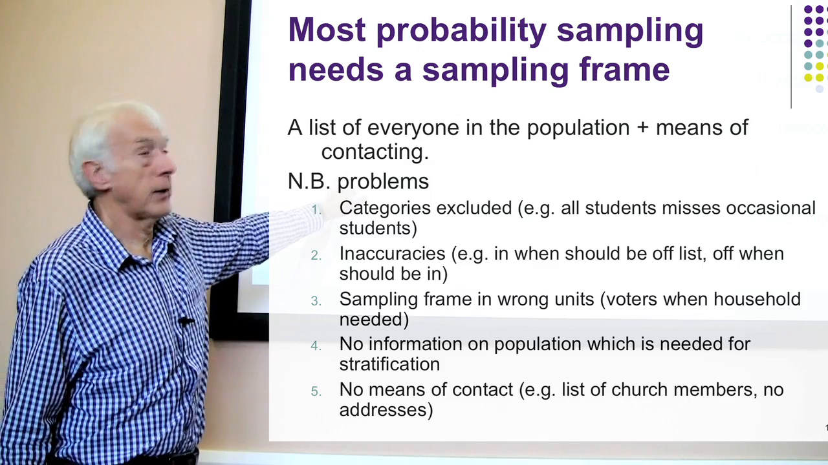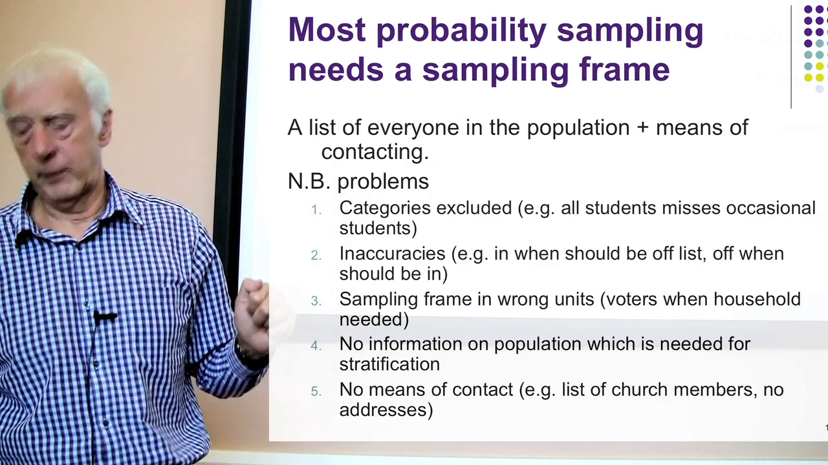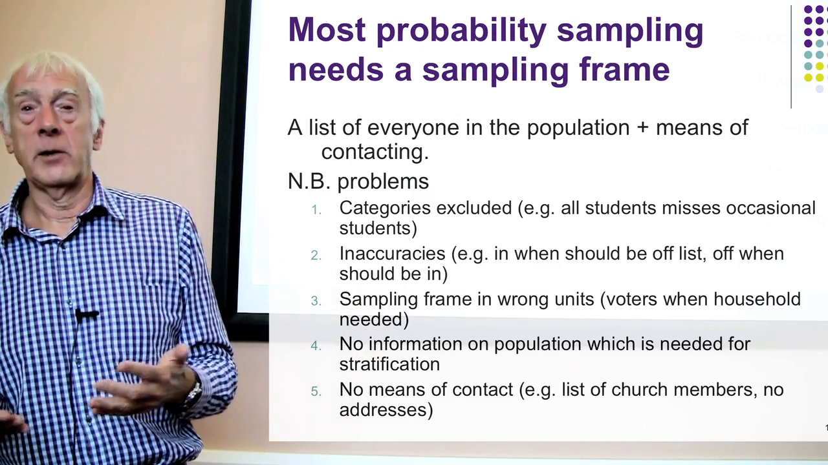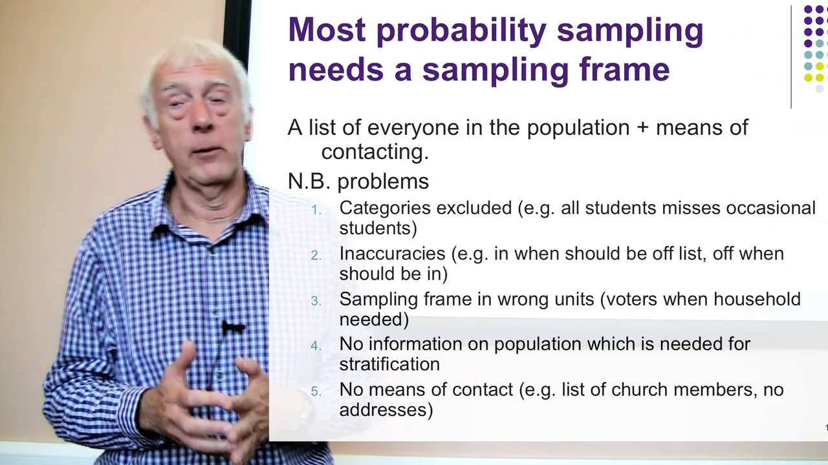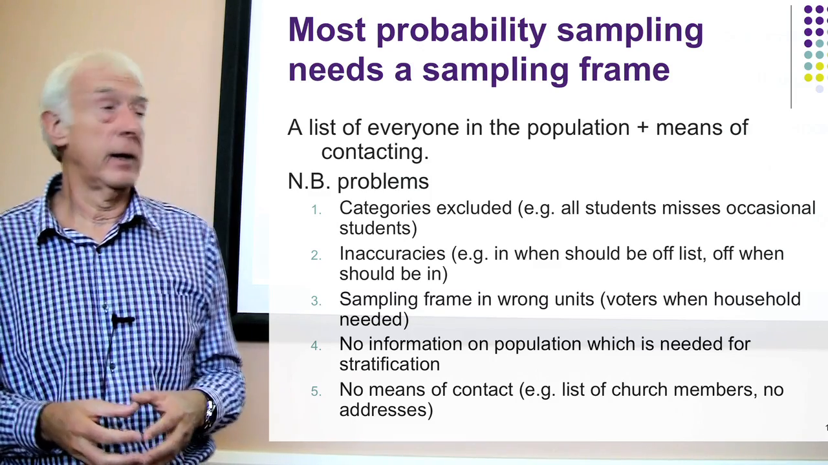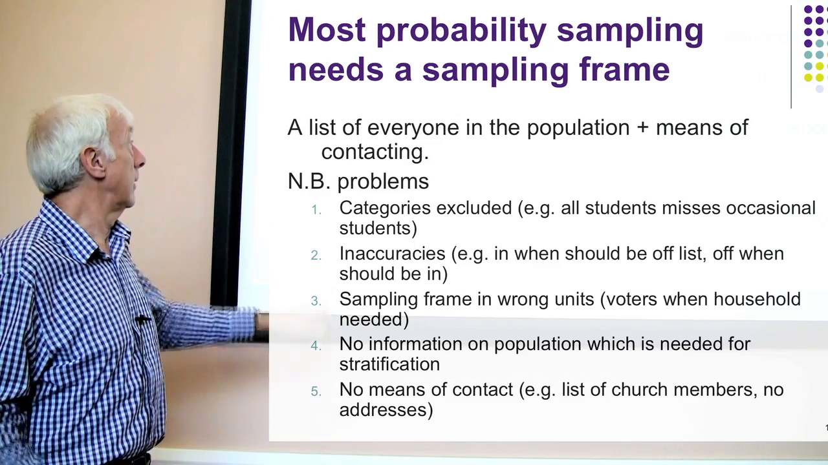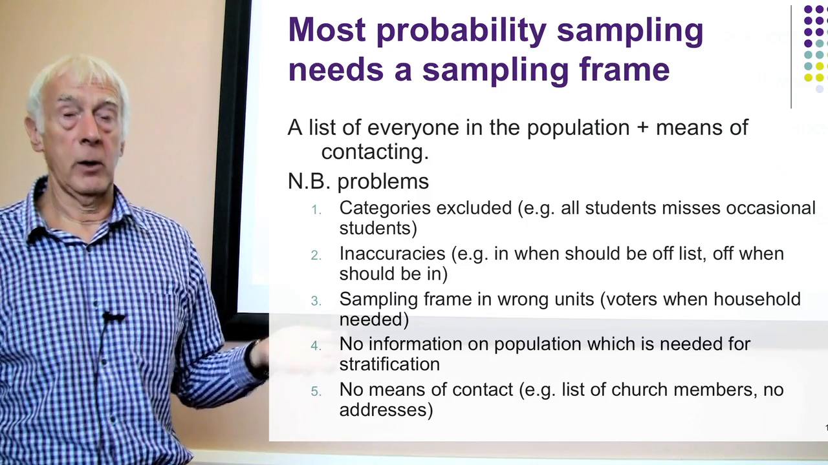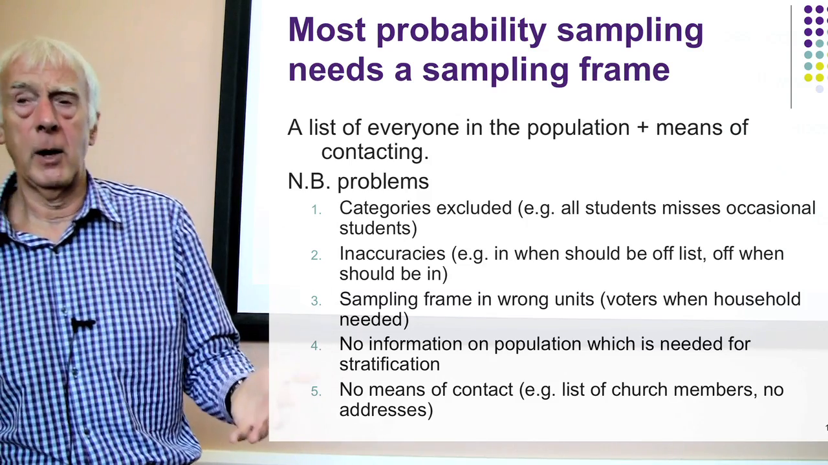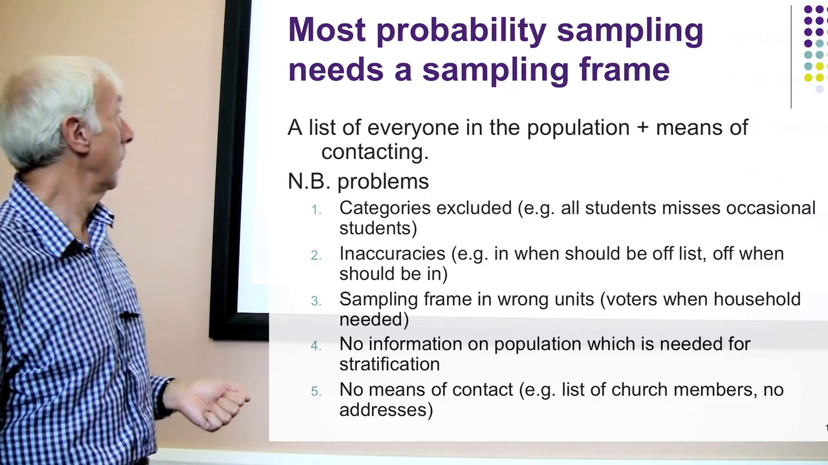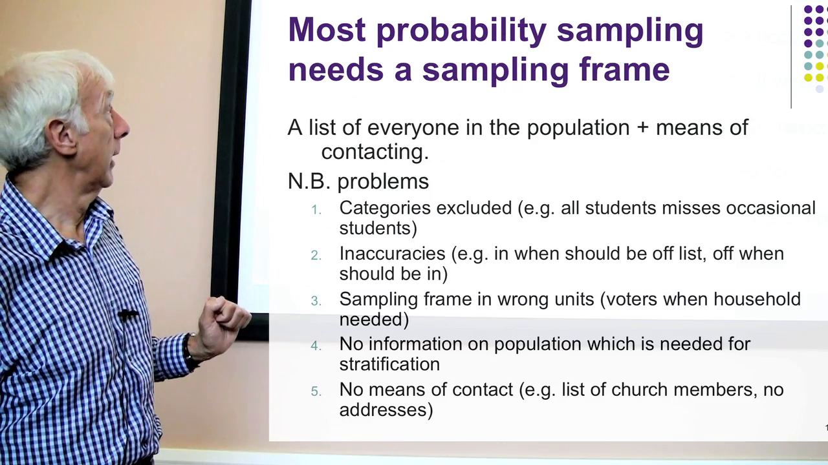Sometimes you need information for stratification. I'll come back to that in a moment. I'll talk about stratification issues, but it's a way of reducing the sampling error, essentially, to get a more accurate sample, if you like. You need to know a bit about the population. If you don't have that, you can't do stratification. And you need some kind of list of contacts sometimes. You need to know how to get hold of people. If you're going to send a survey to people in the post, you need an address to send it to. You need to have some way of getting hold of the individuals. So these are all problems that can occur here.